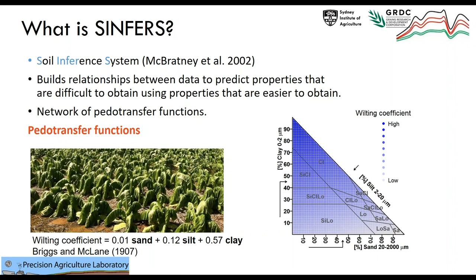And a simple petrotransfer function, for example, is just a simple formula that is observed through time, they are in the literature, most of them. So we have, for example, the wilting point will be a formula saying 0.01 times the sand content plus some coefficient times the silt content and some coefficient times the clay content. Okay, so we have a way of predicting a difficult to measure property with some other easy to get properties. And what if we can predict clay with the spectra and silt with the spectra and then predict wilting point? That will be possible in theory.